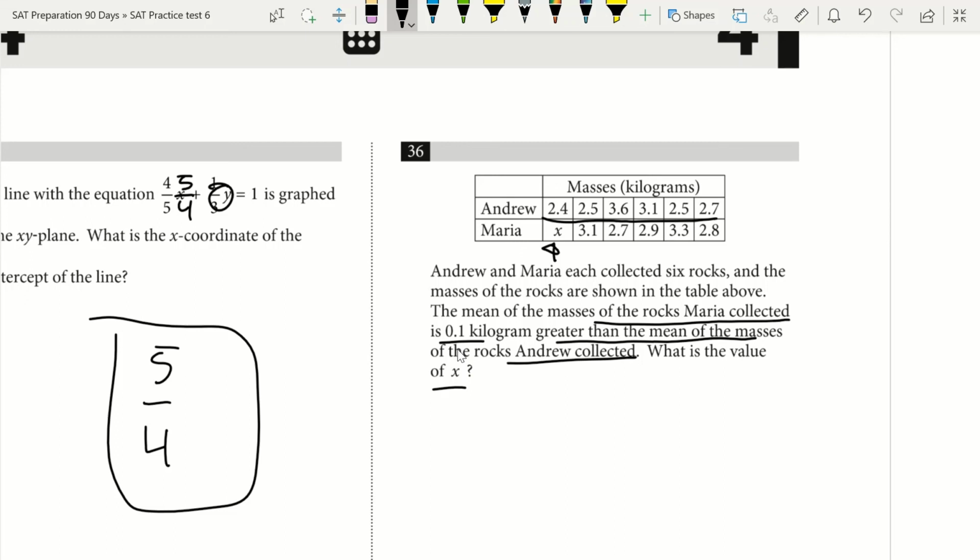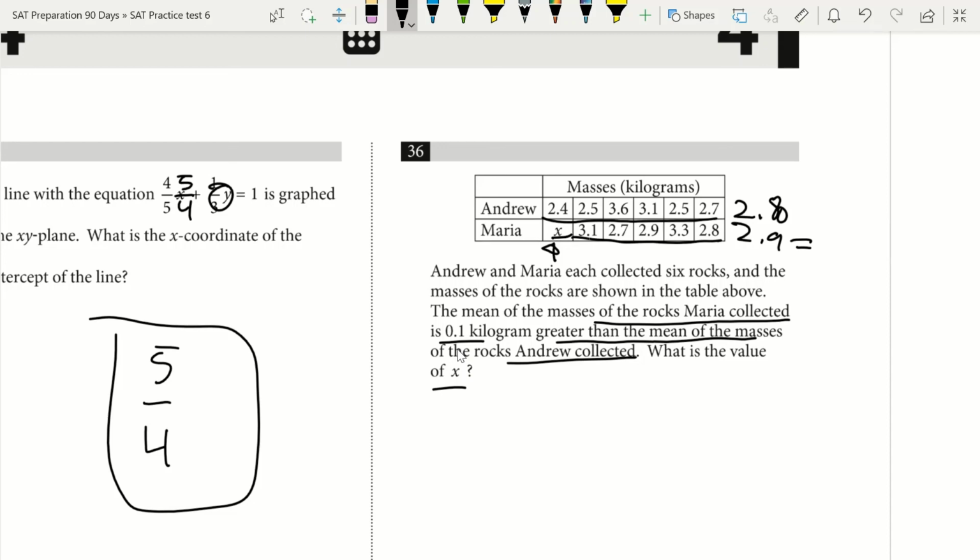Okay, and then I divide by 6, and that's going to give me 2.8 for his mean. 2.8 is his mean. I know that it says that Maria is collecting 0.1 greater than the mean mass, so hers is going to have to be 2.9. So I know 2.9 is going to have to equal the sum of all of these plus x all over 6.